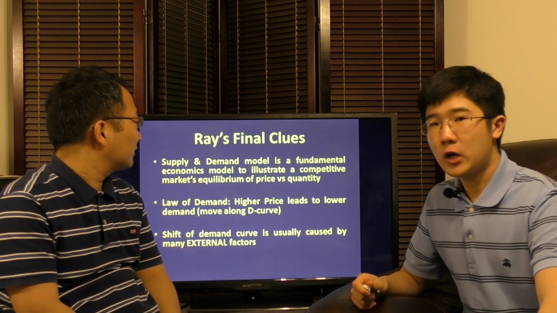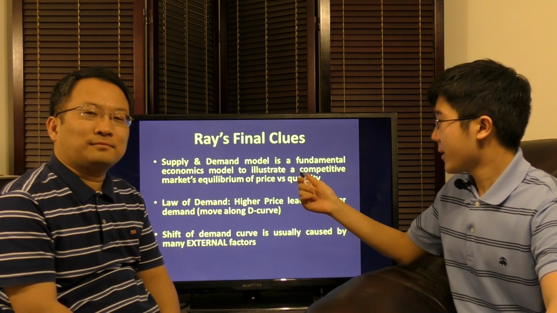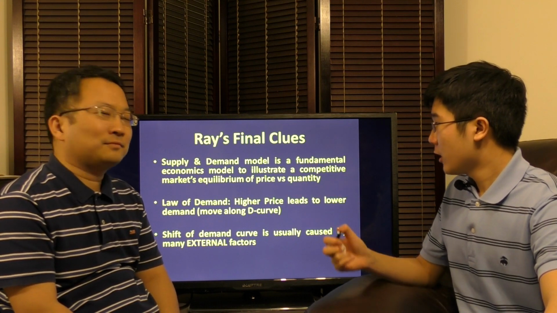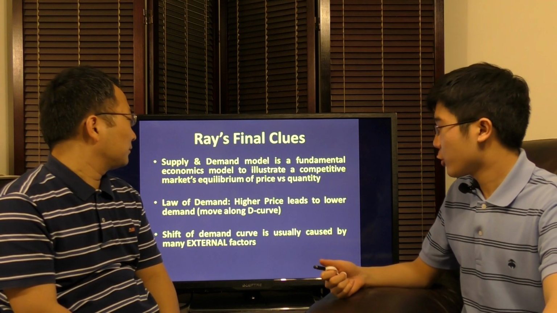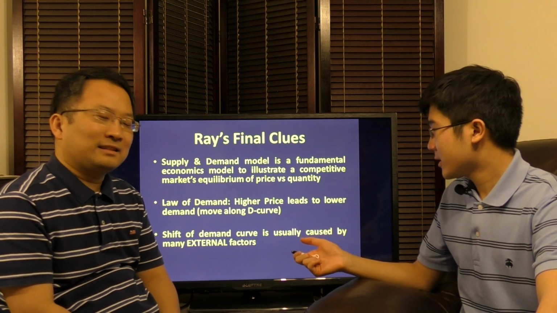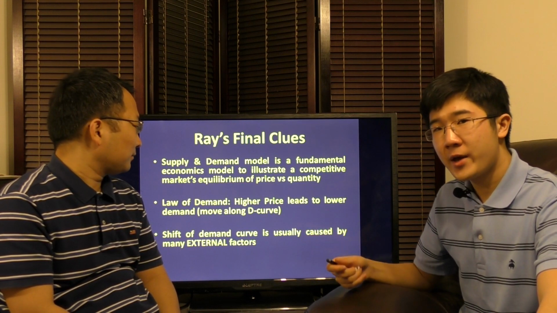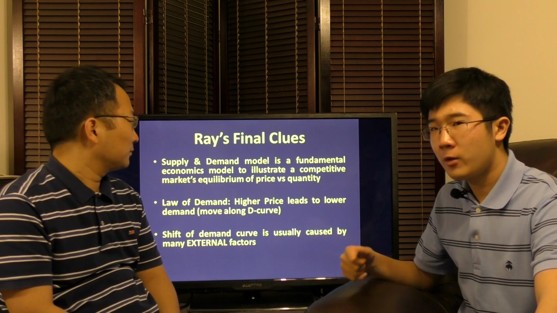So for our final clue to wrap up this video, basically we will introduce you to the supply and demand model, and that it's a fundamental economics model because it illustrates what a competitive market is like and how it reaches equilibrium of price and quantity. We just talked about the law of demand, basically that price and quantity demanded are inversely related, and that a higher price leads to a lower demand and movement along the demand curve.